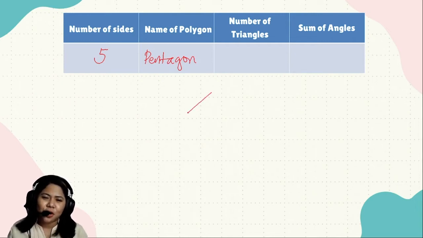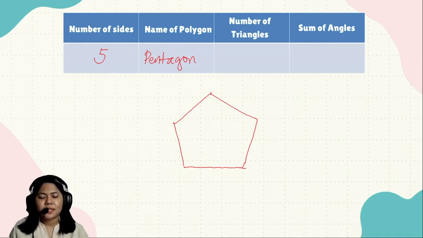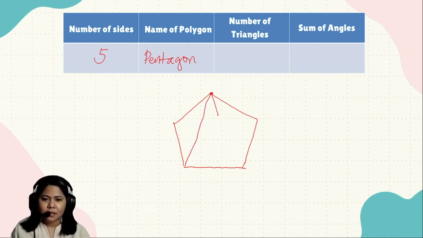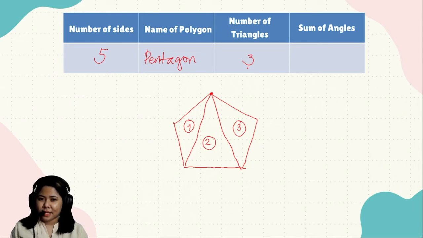So, let's try to draw a pentagon. A five-sided figure. So, let's say mula sa isang vertex, gagawa ko ng diagonals na pwede. Isa. Assume they are straight. Dalawa. Okay? Ilang triangles ang nabuo? 1, 2, 3. So, in a pentagon, we can form 3 triangles.